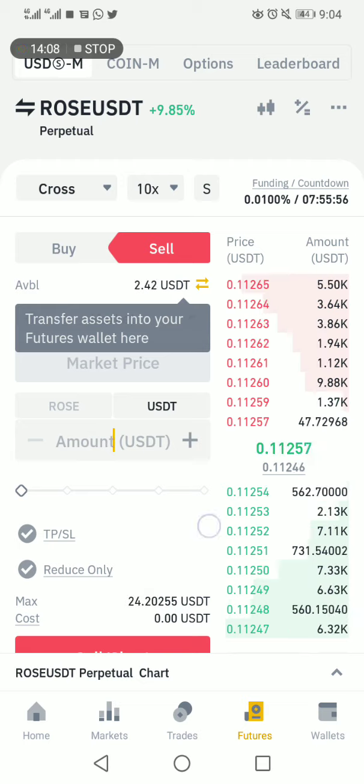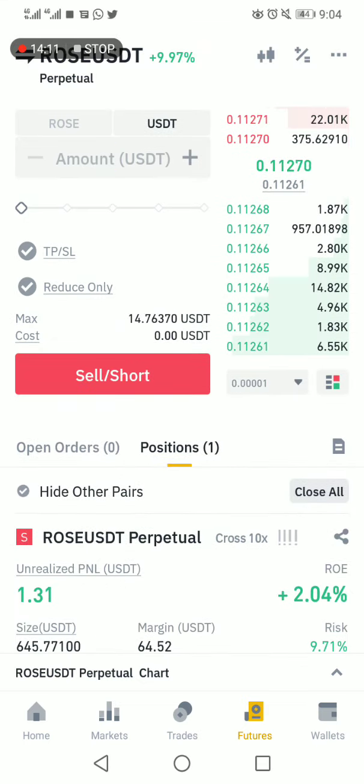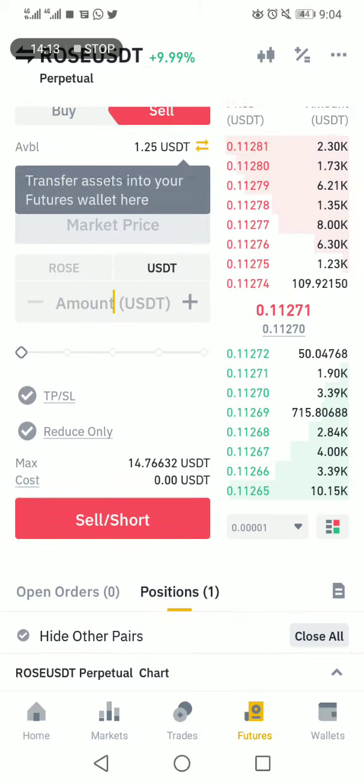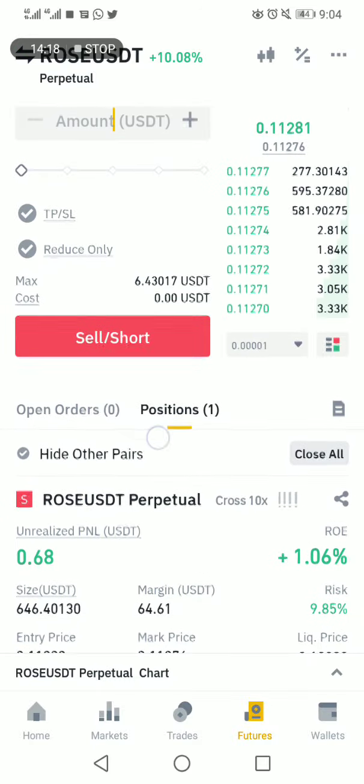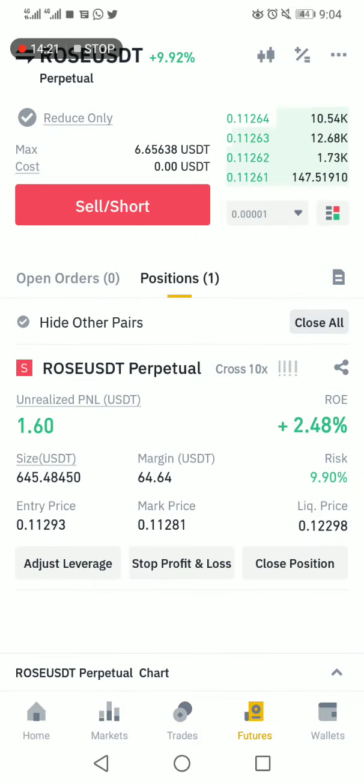Since we are using this amount, already you have seen what I did here. Okay, I entered into the market with $64 with a 10x leverage. You see, the total size of what I'm entering the market with now is 64,646. You get? That's because I'm using 10x leverage, but my actual amount was $64. You get? Now, this is the entry price I entered, and this is the current price of the market.